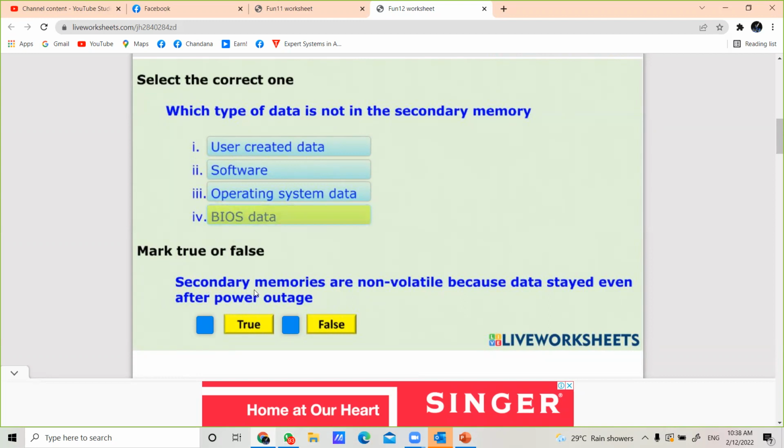Look at the statement. Secondary memories are non-volatile because data stays even after a power outage. The secondary memory is one of the non-volatile types because even after power outage, the data will be available for a long time. And therefore, non-volatile. Earlier under primary memories also we identified one non-volatile type.